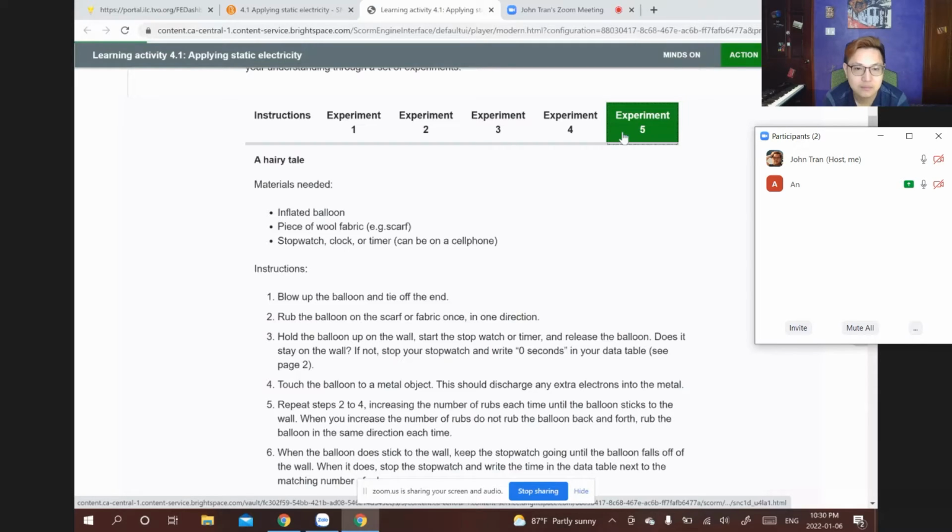In your data table, see page 2. Repeat until the balloon sticks to the wall. So once it sticks to the wall, it means that the amount of charge is good. It's large enough for it to attract the wall so much, you know.